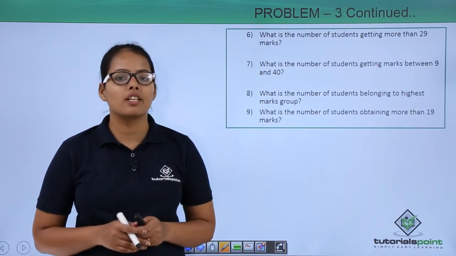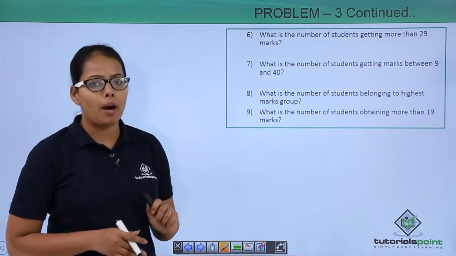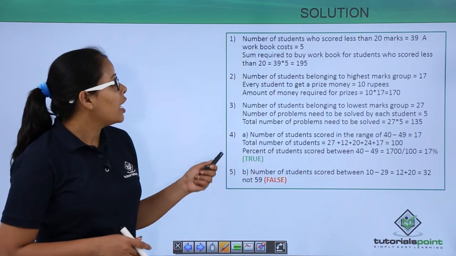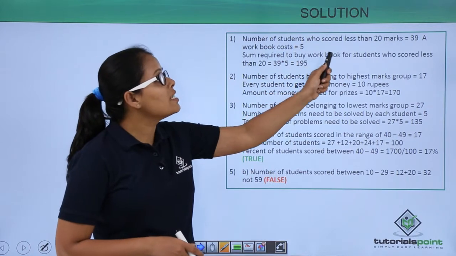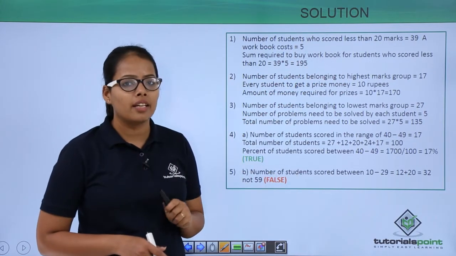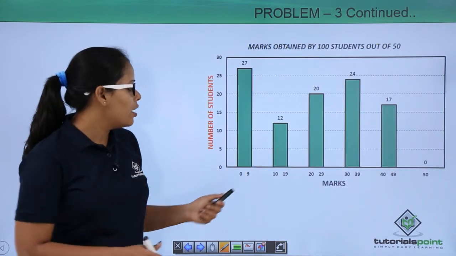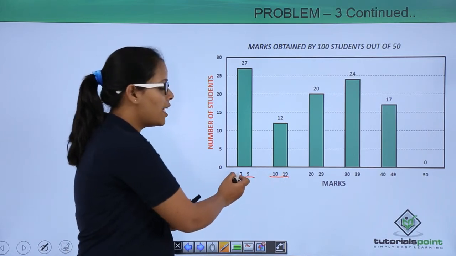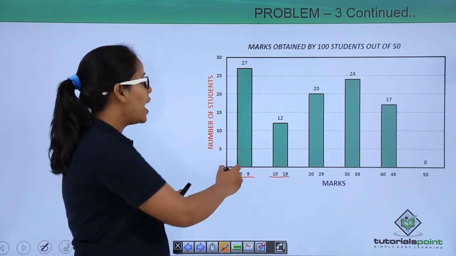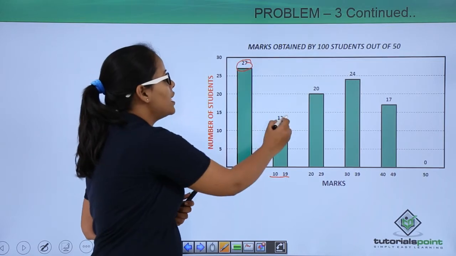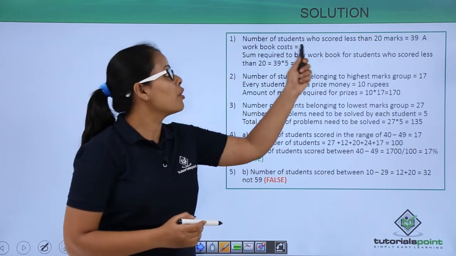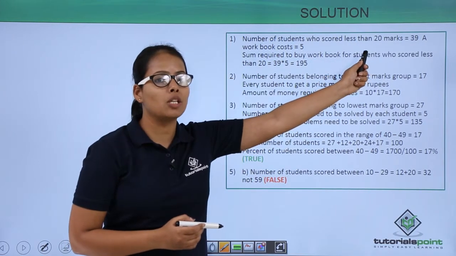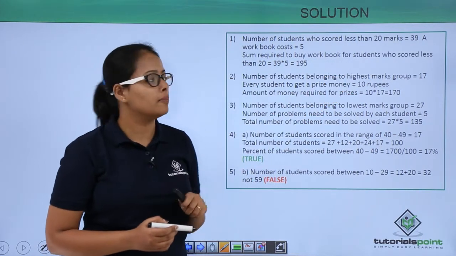So now let's answer the first problem using the bar graph. In our first problem, number of students who scored less than 20 marks are 39. Let's see this in the bar graph. These are the marks which are less than 20 and number of students will be the sum of 27 plus 12 which will be 39. So that's why number of students who scored marks less than 20 are 39.